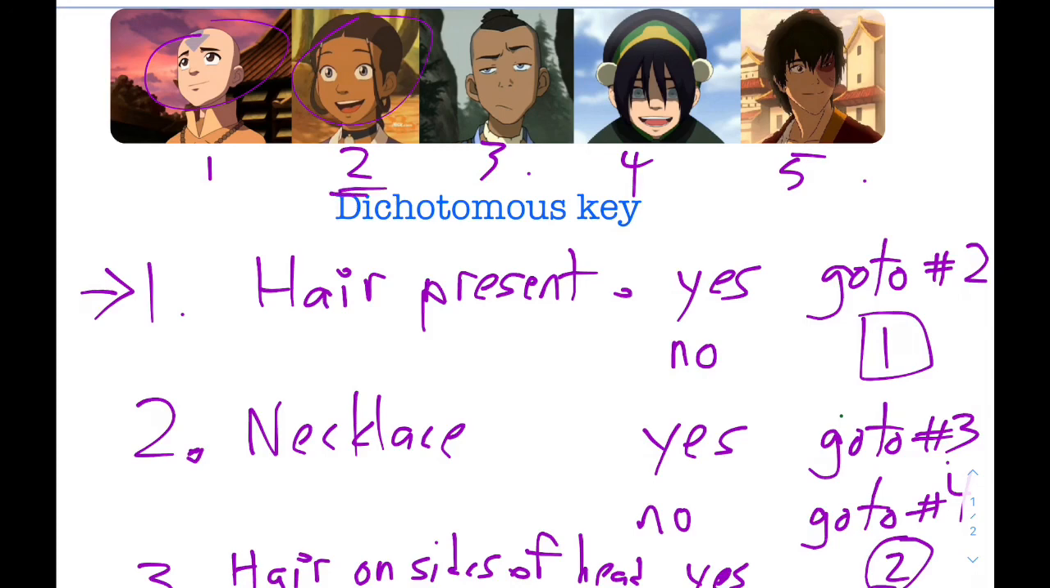Let's try asking about person number 2. So when we read through, we should be able to get to the end point that says they're named 2. So, do they have hair? Yes, they do. So we should ask question number 2. Do they have a necklace? Yes. So go to question number 3. Is there hair on the sides of the head? Yes. So her name is 2.